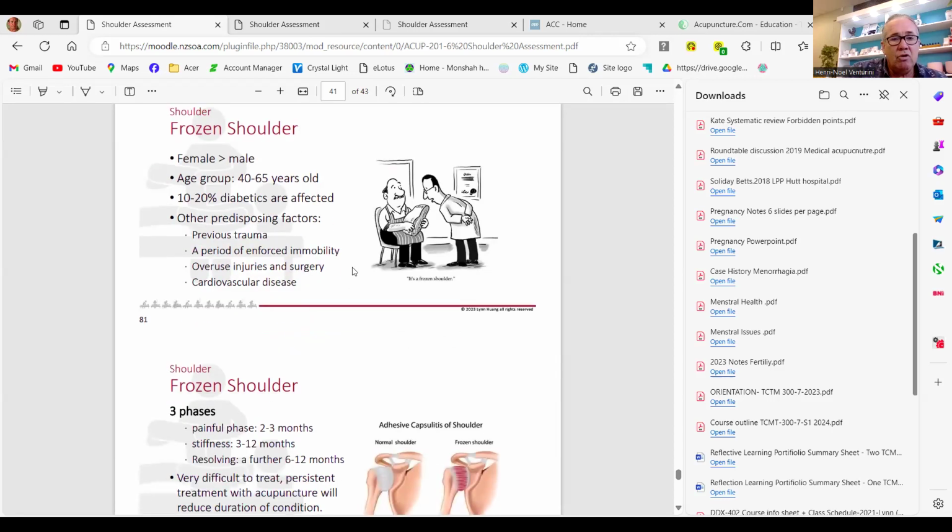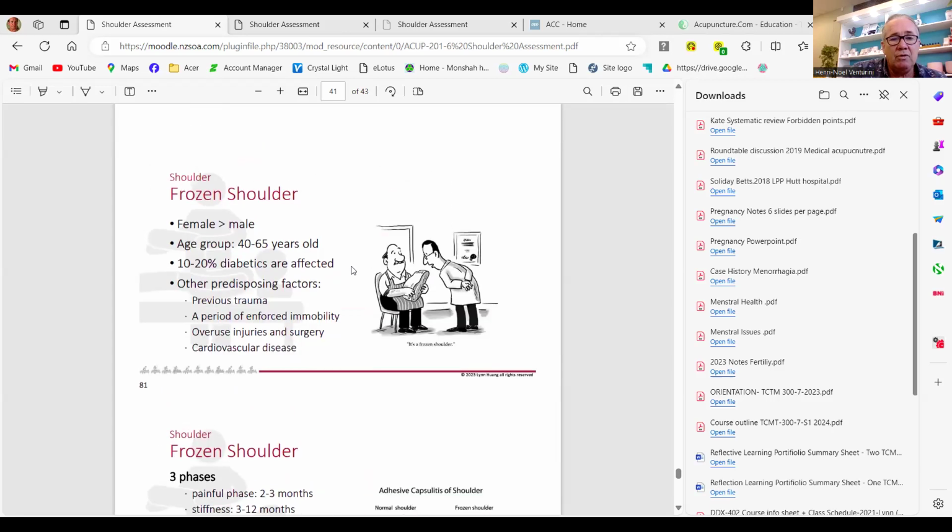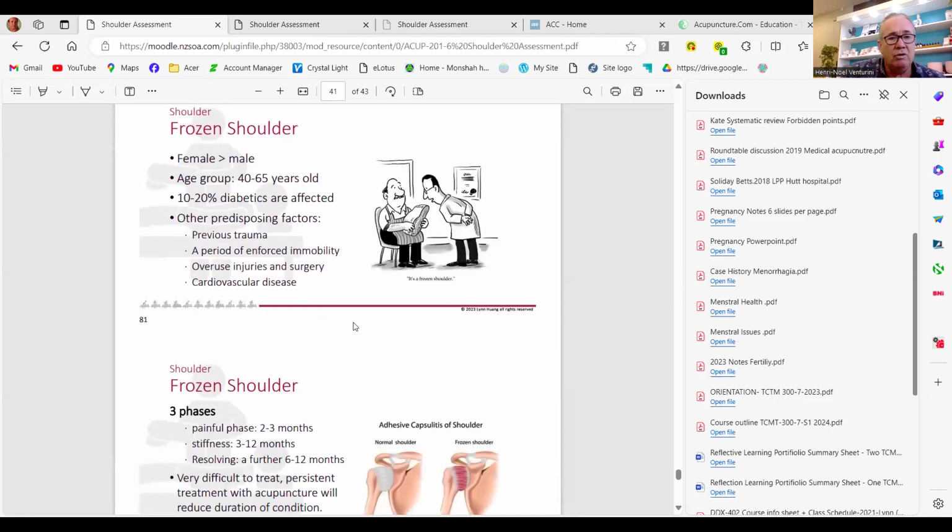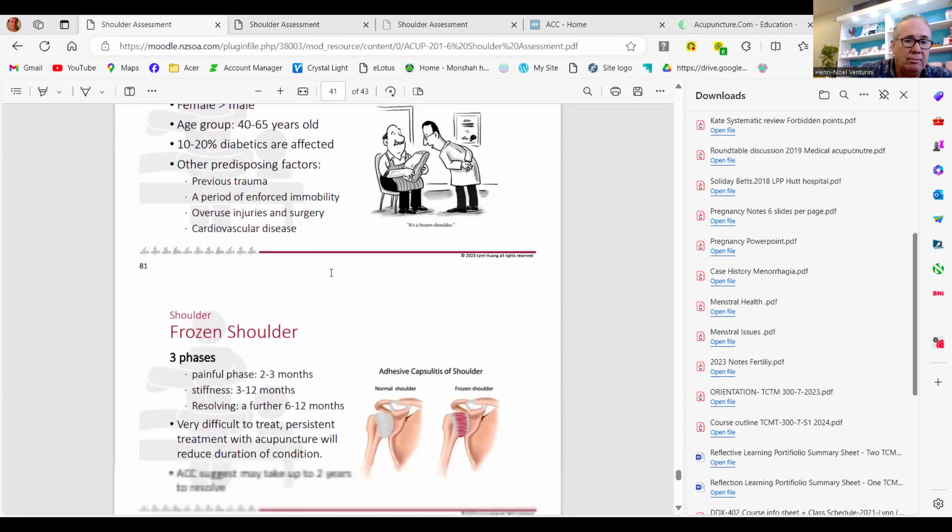And then there's previous trauma. So basically, the frozen shoulder comes from instability caused by injury. And most of the time, it's a contusion. So we've fallen on the shoulder, we have had the injury, we didn't address it, and it's turned into a frozen shoulder.